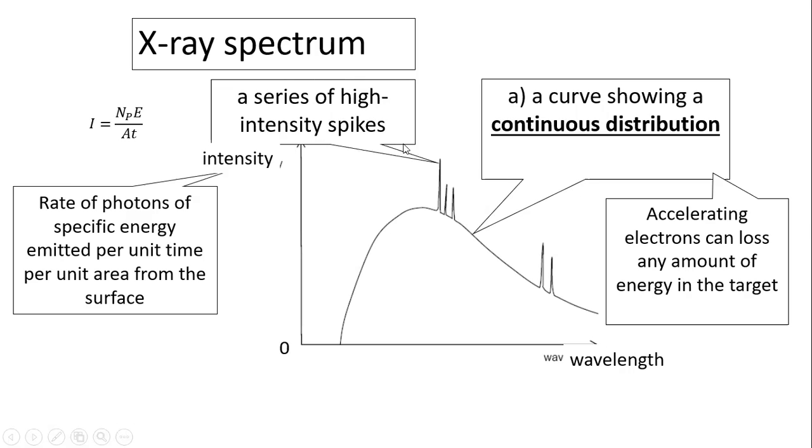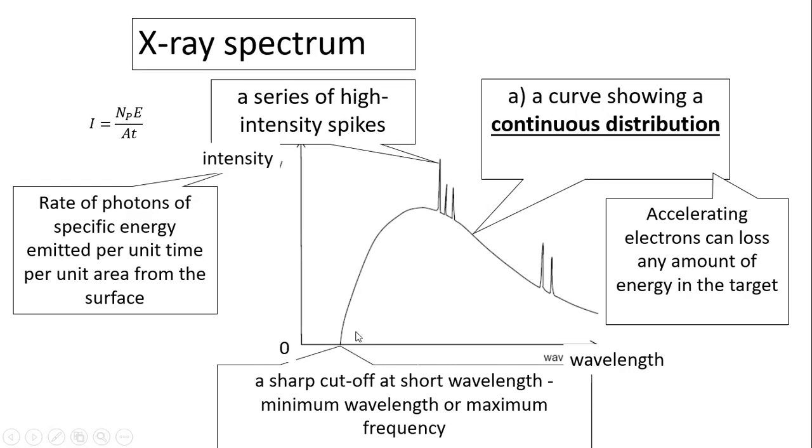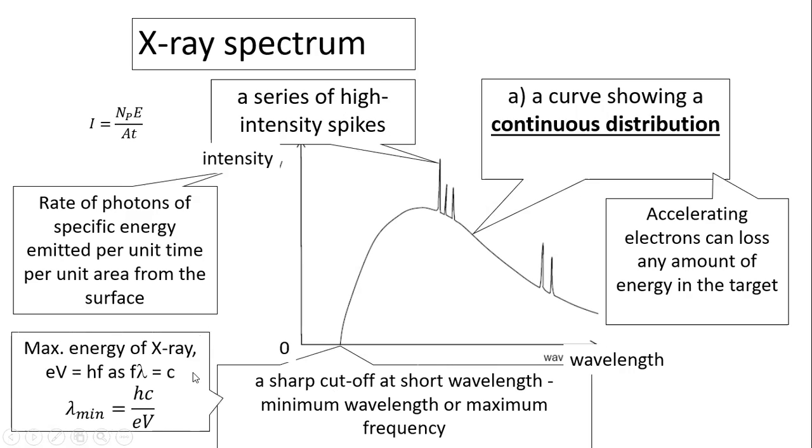Then you have a series of high intensity spikes, right? Large intensity. Then you have the sharp cutoff at short wavelength or minimum wavelength, or we call it maximum frequency here. How do we derive it? Where all the energy of the electron is formed into the X-ray photon. And then we replace our f by c divided by lambda. That's why we get this equation.